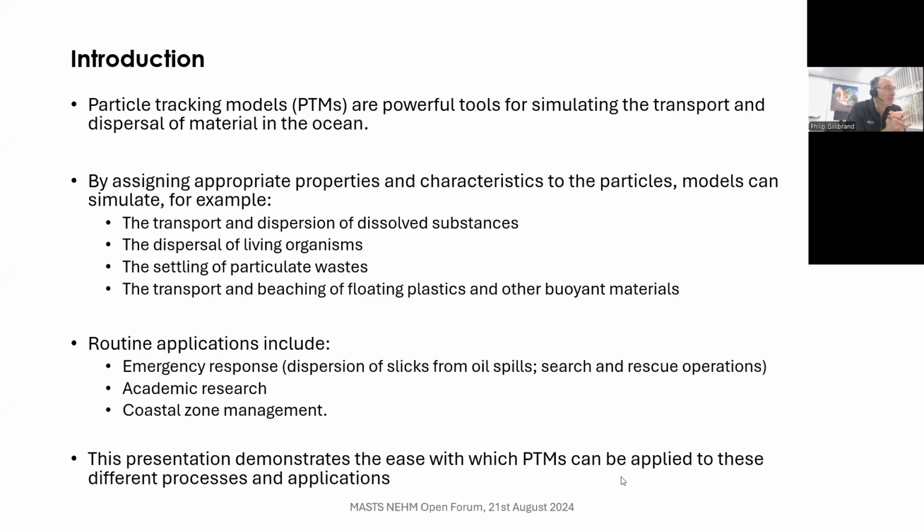So obviously this is pretty much what the abstract said, that particle tracking models, PTMs, are pretty powerful tools for simulating transport and dispersion of material in the ocean. We do that by releasing numerical particles in a model and assigning appropriate properties and characteristics to the particle for whatever it is that we're trying to represent with them, whether that's dissolved substances, living organisms, particulate wastes, or more recently, quite a topical issue, floating plastics and other buoyant materials. So those are the main ideas I'm going to talk quickly about.